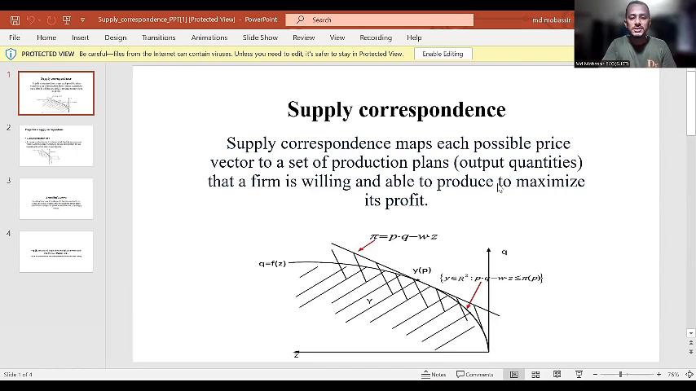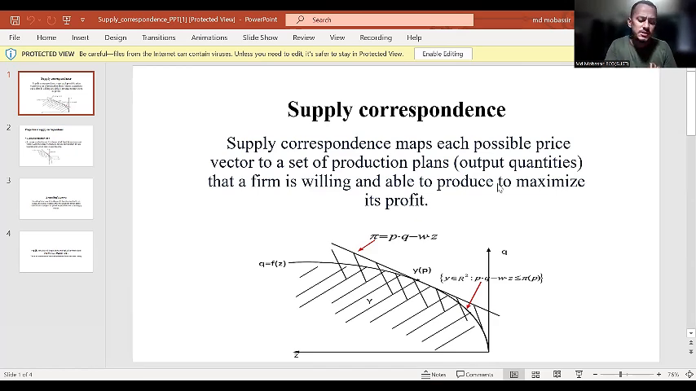Today my topic is supply correspondence. Now we discuss supply correspondence. We can see in this graph that supply correspondence refers to the map from a possible price vector to a set of production plans. That means the output quantities that a firm is willing and able to produce to maximize its profit.